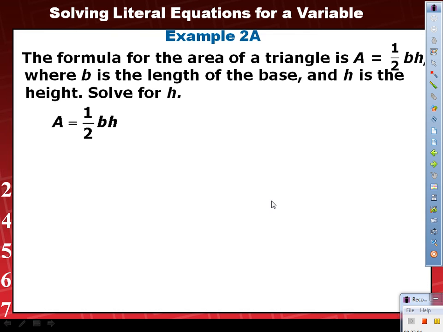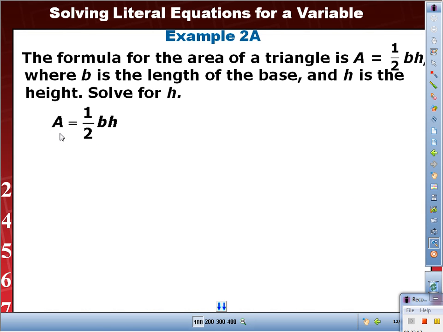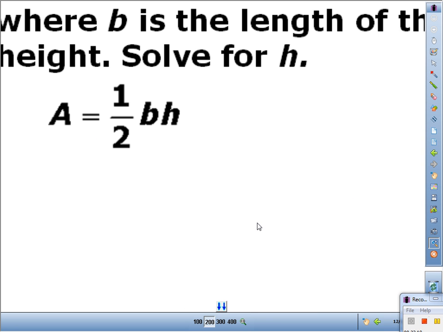Copy this one. Copy the formula only. This is the formula for the area of a triangle, and they want us to solve for H. Okay, copy that, please. A equals 1/2 BH, and they want us to solve for H. I'll give you a head start to see what you get. Go.